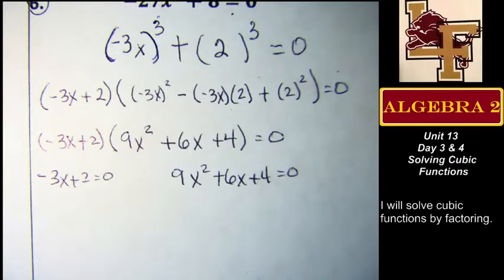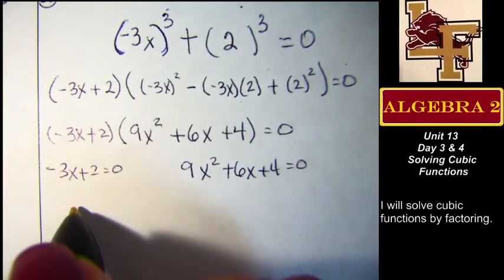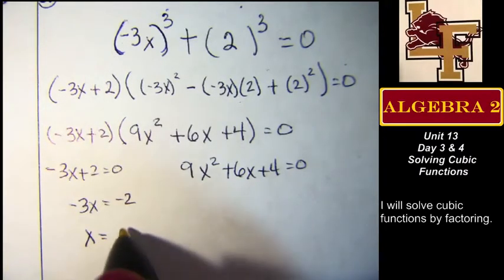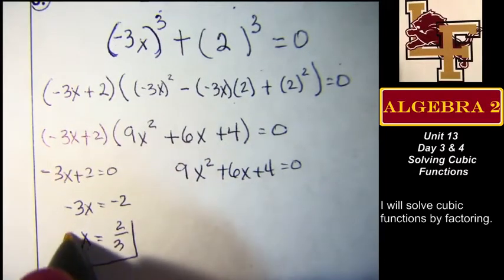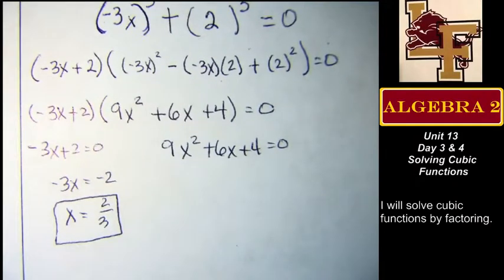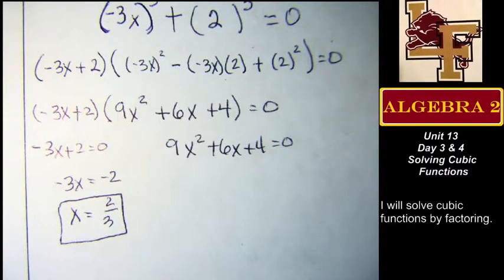Alright, I can solve the first factor's equation. That one's fairly simple. I'm going to subtract 2 from both sides and then divide through by negative 3. And when I'm done, I have that as a solution. Next up, the quadratic. And I can't factor it. So don't go looking for factor pairs of 36 that give me the right sum. It's not going to happen.